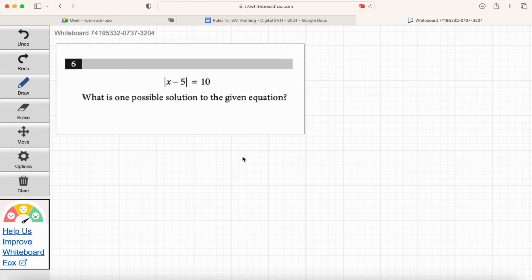Good. Now, notice we got these funky bars here in this question. Have you seen those bars before? Do you know what that means? Yes, it's asking for the absolute value. Absolute value, yeah. So you would read that as the absolute value of x minus 5 equals 10.